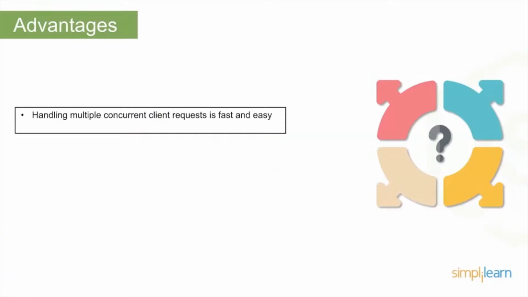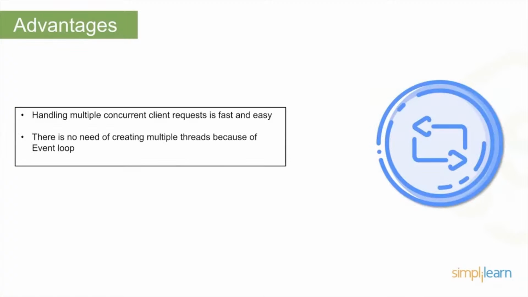One of the big ones right off the bat is the ability to handle multiple client requests quickly and easily. This really is important as we move into our digital ecosystems and we start scaling up solutions. You'll find that as you build successful apps, the demand for those apps will grow exponentially. And what that means is you need a solution that can interact with requests quickly and easily. There's no need to create multiple threads because of the event loop.